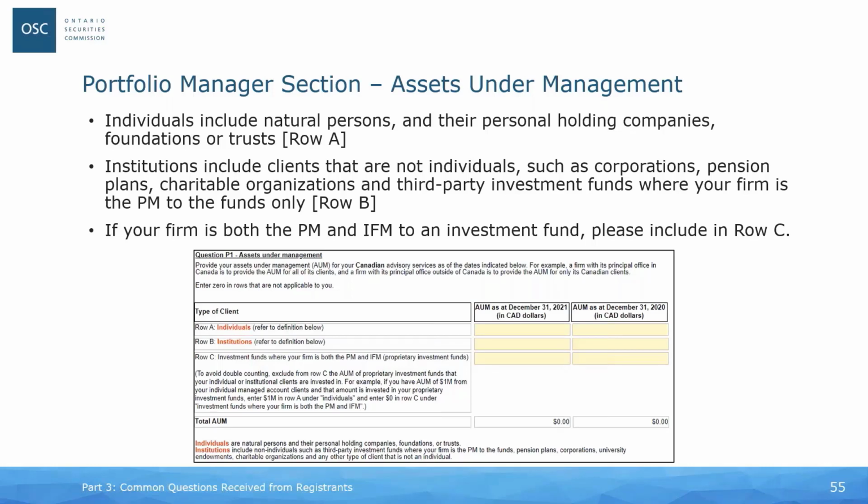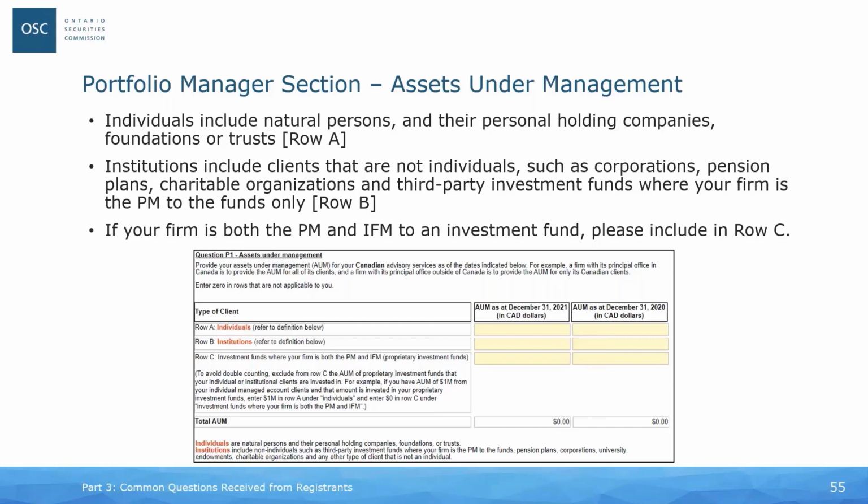Question P1 of the PM section asks registrants to provide information about its assets under management, or AUM, for its Canadian advisory services as of December 31, 2021 and December 31 of 2020. A firm with its principal regulator in Canada is to provide the AUM of all its clients. A firm with its principal office outside of Canada is to provide the AUM for only its Canadian clients. The question asks registrants to separate the AUM by type of client that the firm has.